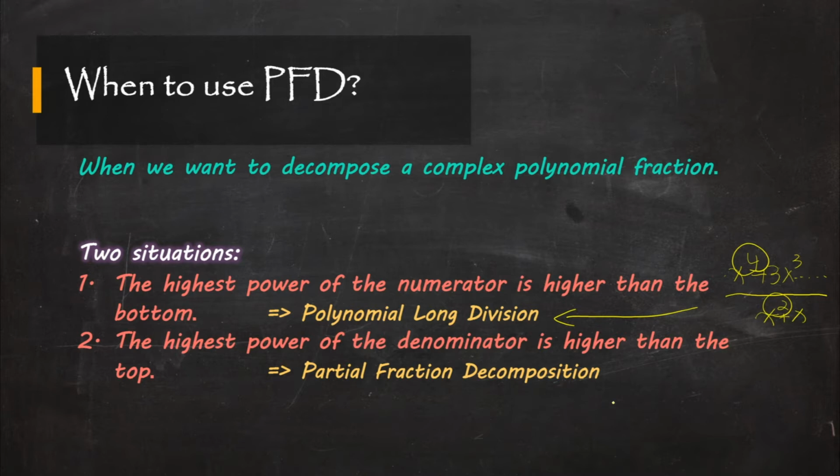And the second case is when the highest power of the denominator is higher than the top. For example, we have x squared plus 2x plus 7 over x to the fourth plus x squared plus 1. Just an example here. You see that the highest power here is 4, which is larger than the 2 here. So in this case, we're going to use partial fraction decomposition.